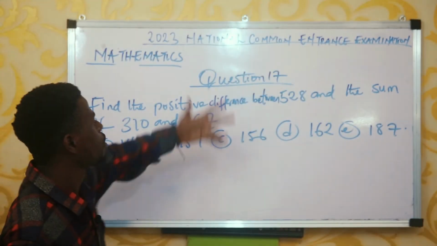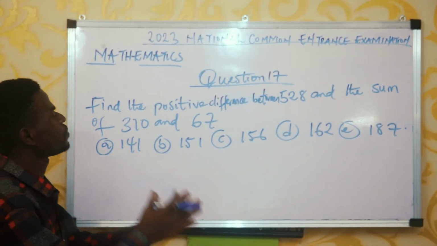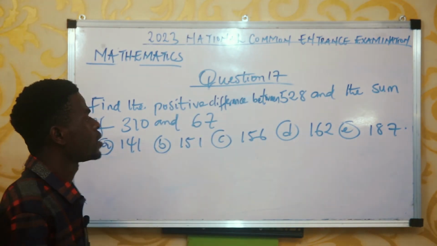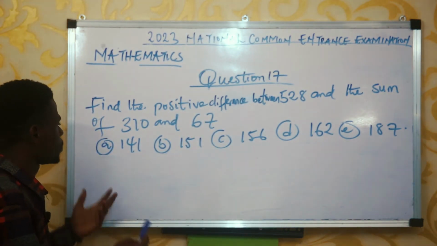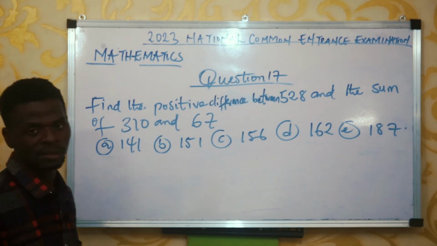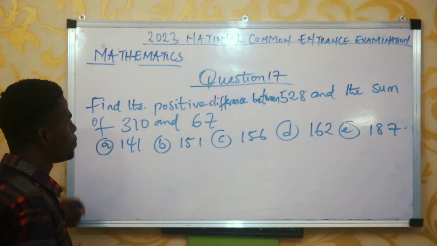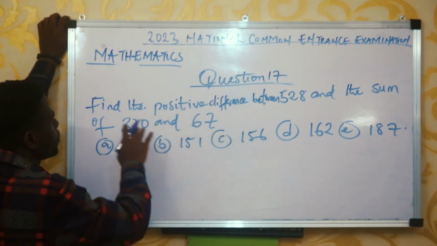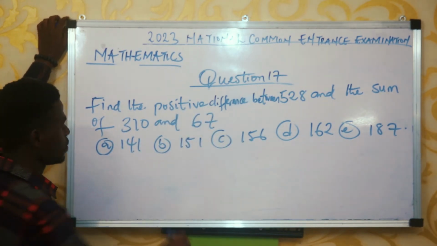Question 17 says find the positive difference between 528 and the sum of 310 and 67. So first of all, find the sum of 310 and 67.